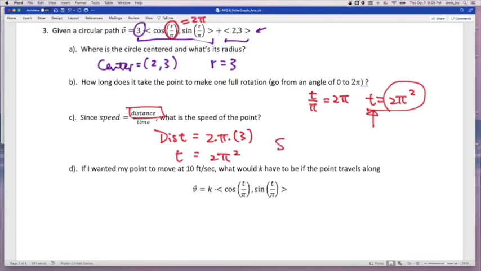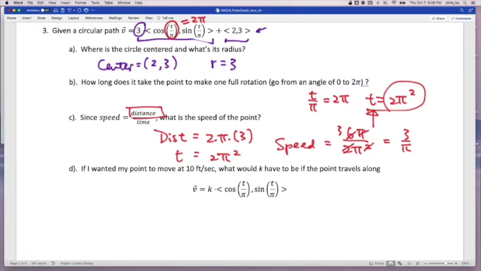So therefore, speed, simply dividing one by the other, is 6 pi over 2 pi squared. This reduces to 3. One of the pi cancels, so it's just 3 over pi. So the speed is 3 over pi.